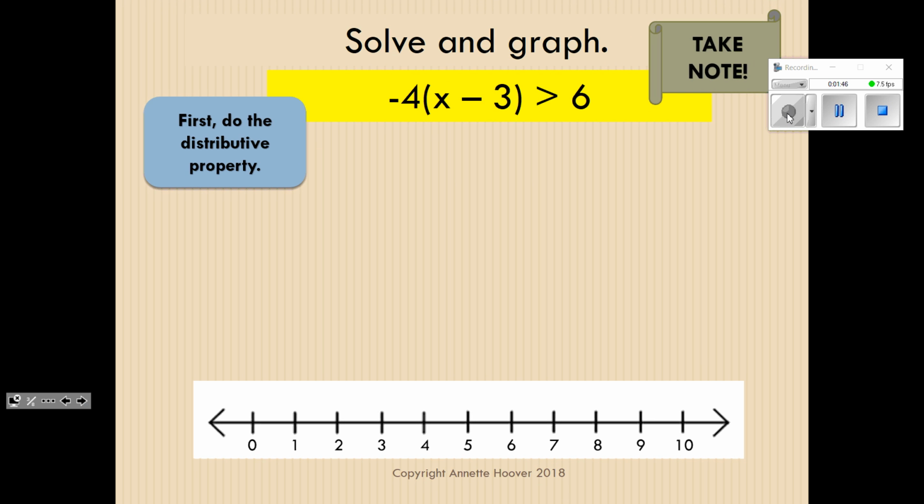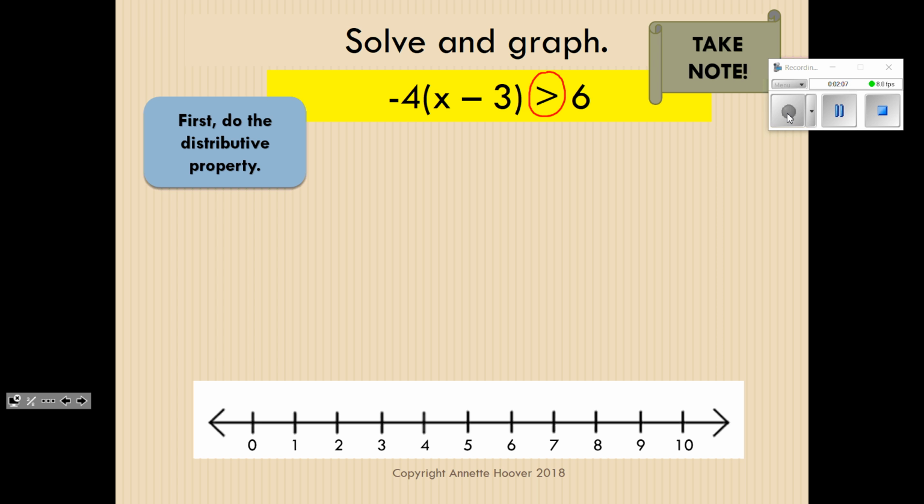Now we're going to do the same thing with inequalities. Notice this time instead of an equal sign, we have a greater than sign, which means instead of one answer, we're going to have a range of answers. But we solve it the same way. You will see on the left side that we have a number multiplied times two terms in parentheses. This is the distributive property.